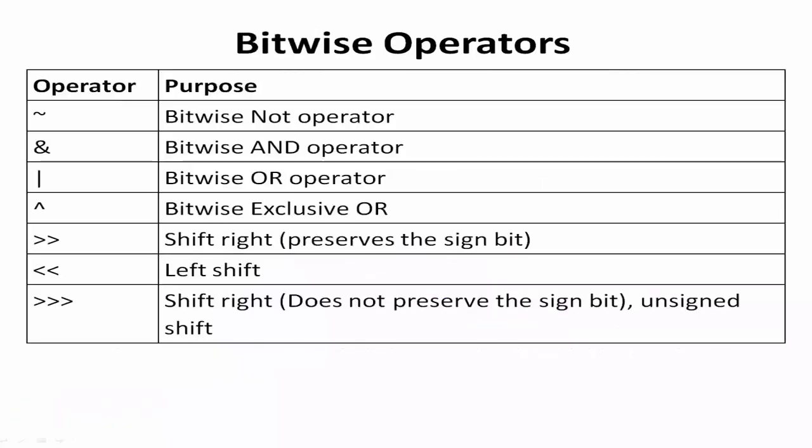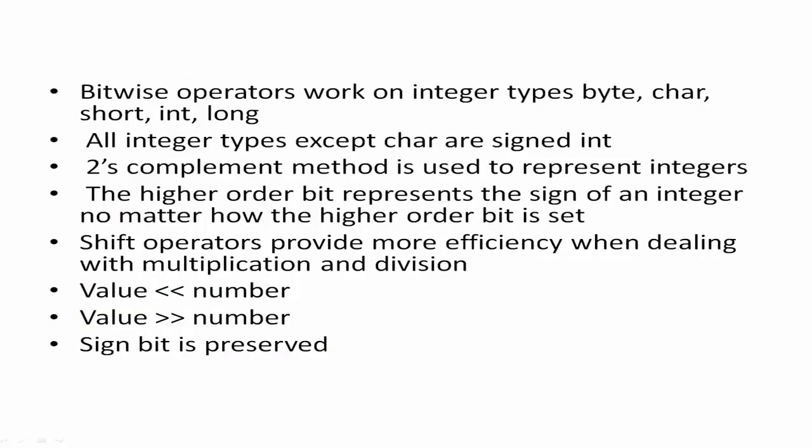Next one is bitwise operator. Here you have different symbols: bitwise NOT, bitwise AND, bitwise OR and bitwise XOR, and you have shift right, shift left and shift right with three greater than symbols, which is used for unsigned shift. The bitwise operator works on integer types: byte, char, short, int, long. All integer types except char are signed integers. The 2's complement method is used to represent integers. The higher order bit represents the sign of an integer.